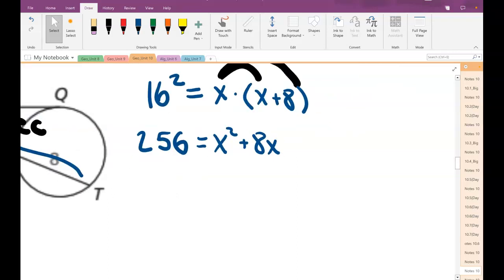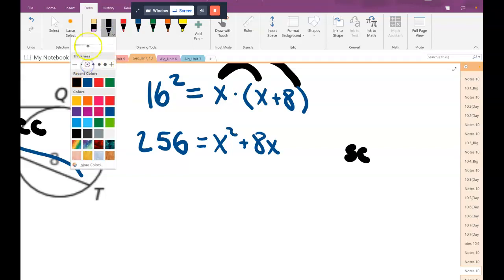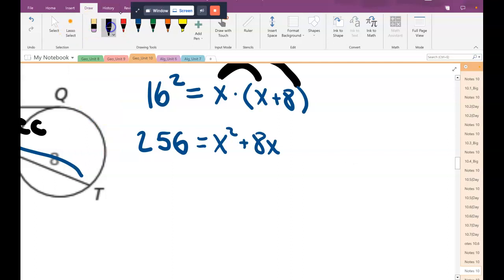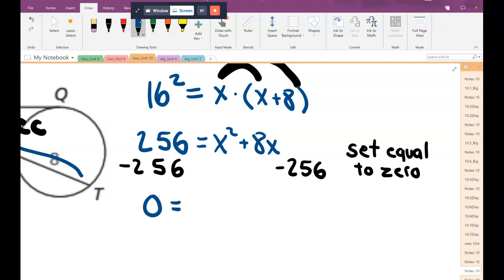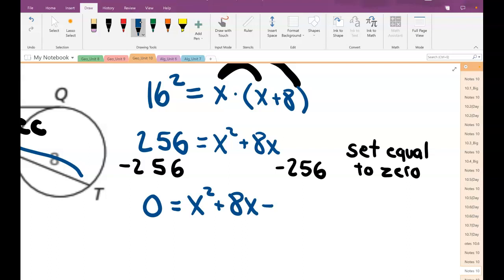So I'll put a note on the side. We're doing this because we can set it equal to 0, so that we have to subtract 256. So then we would have 0 is equal to x squared plus 8x minus 256.